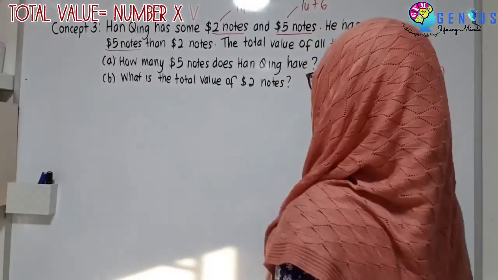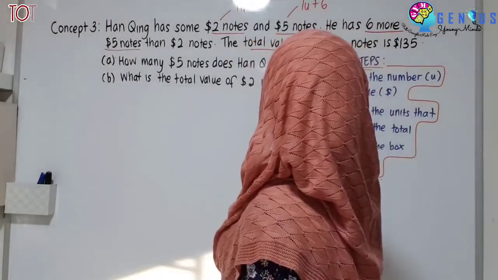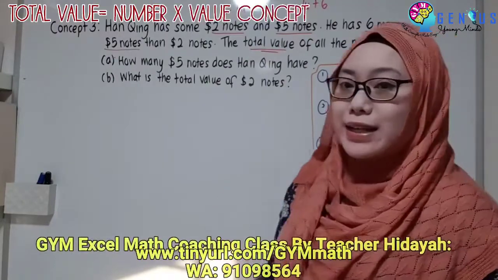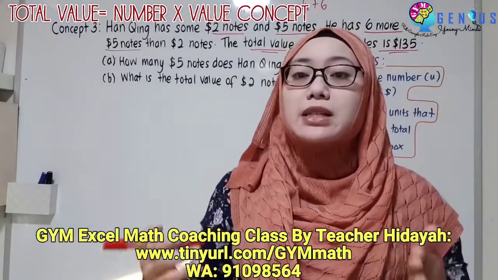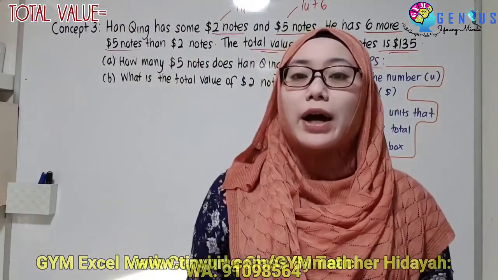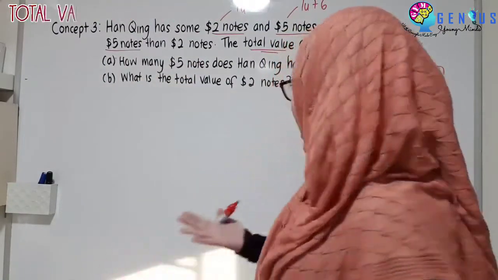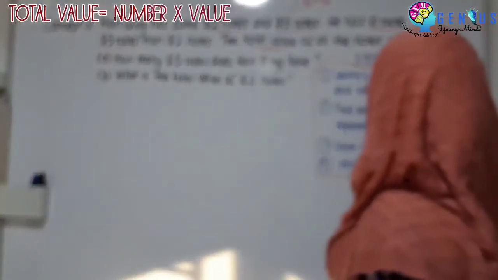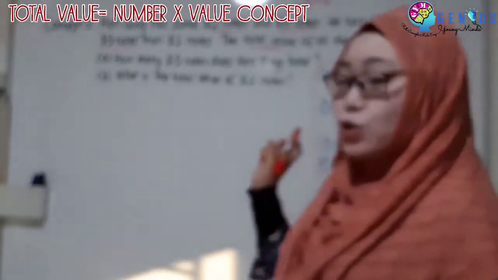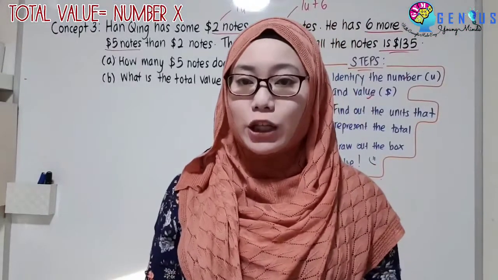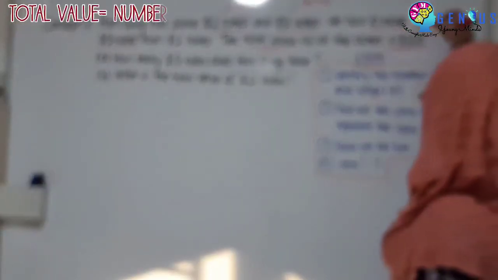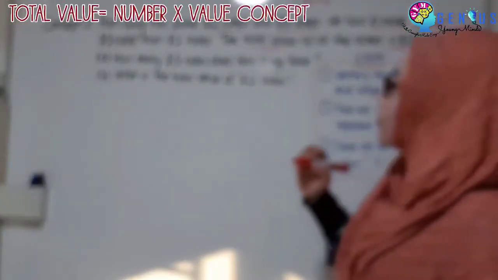Now the total value of all the notes is $135, which means the total amount of money is $135. I need to know the value. I already know the value is 135. The number of units, yes, I know. Now I need to know how many units in total represent the total value. So I want to know these units first. How do I find that?